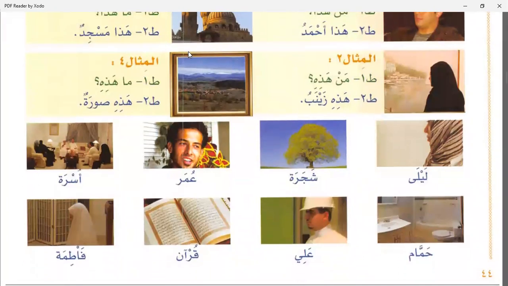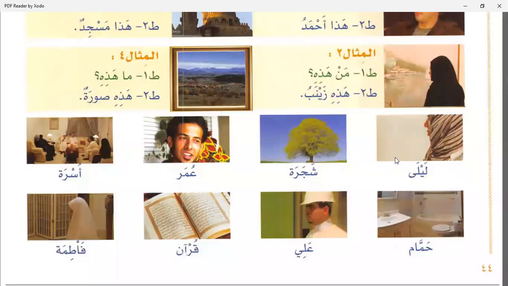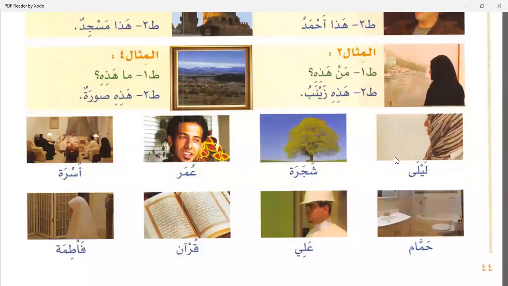Next. Ma hadha? Ma hazihi, because she is female, man hazihi? Hazihi Layla. Ma hadha? Haza Shajara. Wrong answer, because wrong question and wrong answer. Shajara is a feminine word, so you will say Ma Hazihi.